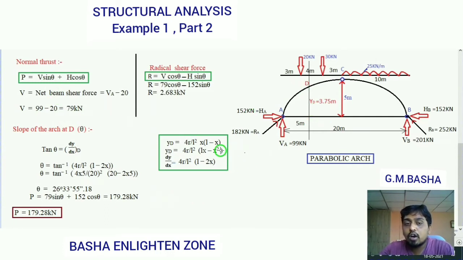So already you know the formula, yD equal to 4R by L square x into (L minus x) for parabolic arches. So simplify this one: 4R by L square into (Lx minus x square). I am just simplifying this one. Again, I want this theta value. If I want this tan theta value, what do I want to do? Theta equal to tan inverse of this slope.